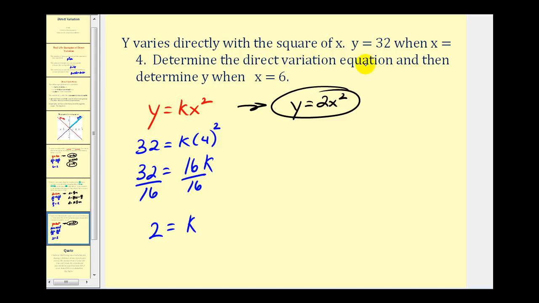And now we can answer the question, what is y when x equals 6? So we replace x with 6. Remember here we square 6 before we multiply. This would be 36 times 2, so y would be equal to 72 when x equals 6.